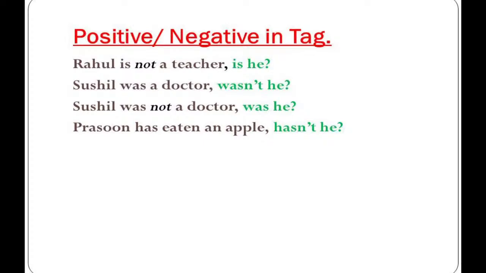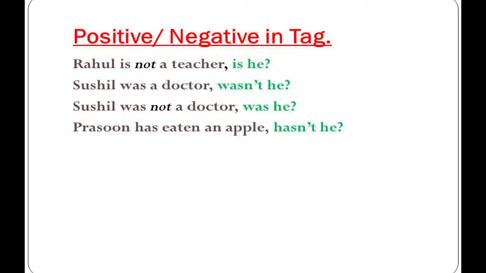Why is he? Why a positive tag? Because the statement is negative. When your statement is negative, at that time your tag becomes positive. Similarly, next, Sushil was a doctor. Was is also an auxiliary verb, right? So the same was goes on the tag, and the statement is positive, you can see.